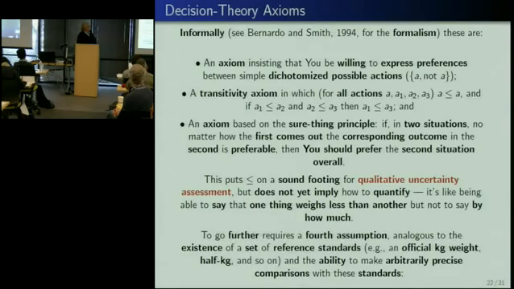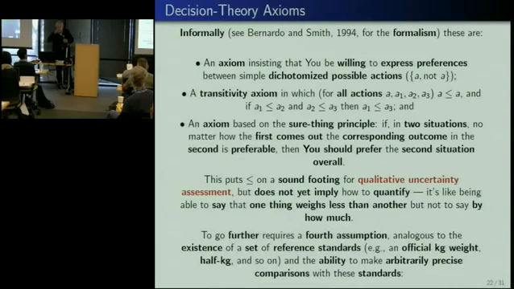Then obviously there needs to be a transitivity axiom. If you think that action 2 is better than 1 and 3 is better than 2, then 3 had bloody well better be better than 1, right? So there has to be transitivity. And then there has to be something that Jimmy Savage calls the sure thing principle. If in two situations, no matter how the first comes out, the corresponding outcome in the second is preferable, then of course you should prefer the second situation overall, no matter how the first thing happened. So that's called the sure thing principle.